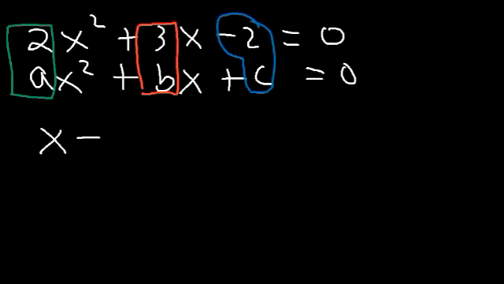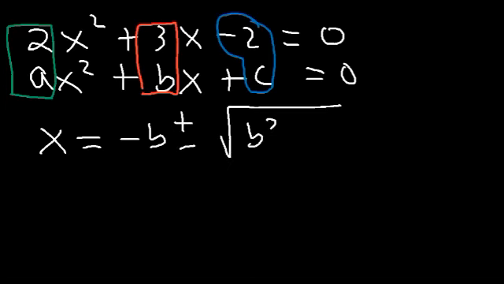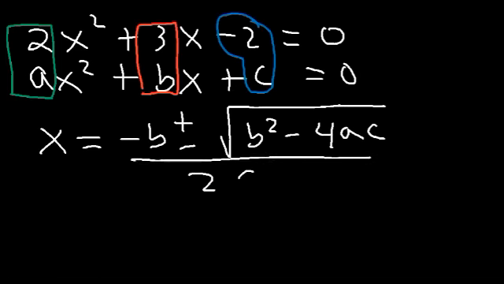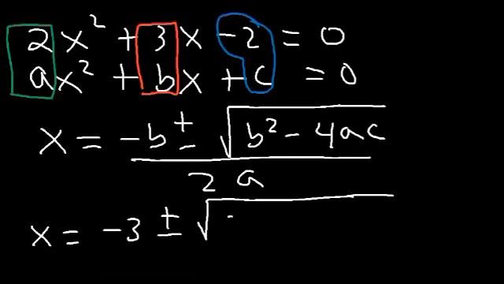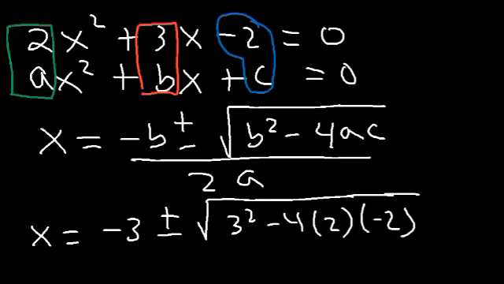Using the quadratic formula, it's negative b plus or minus the square root of b squared minus 4ac, divided by 2a. So it's going to be negative 3, because b is 3, plus or minus the square root of 3 squared minus 4 times a, which is 2, times c, which is negative 2, divided by 2a, or 2 times 2.